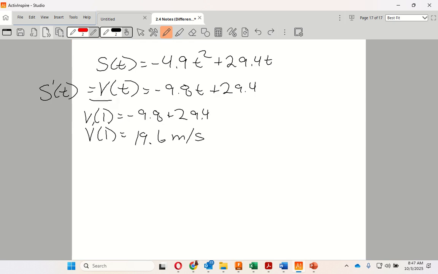So I'm going to take this, and I'm going to change colors here. So 0 equals negative 9.8 t plus 29.4. So subtract 29.4 from both sides.